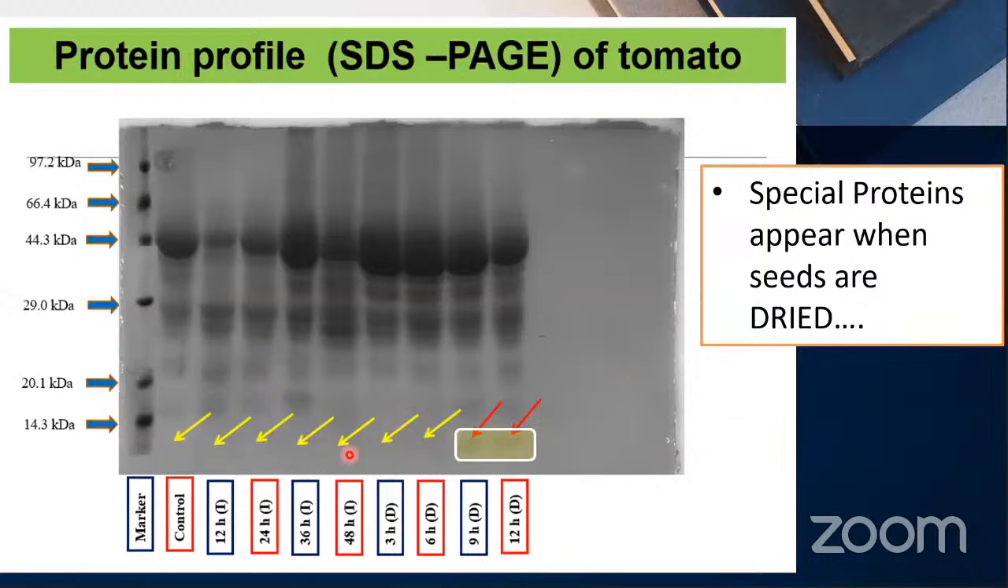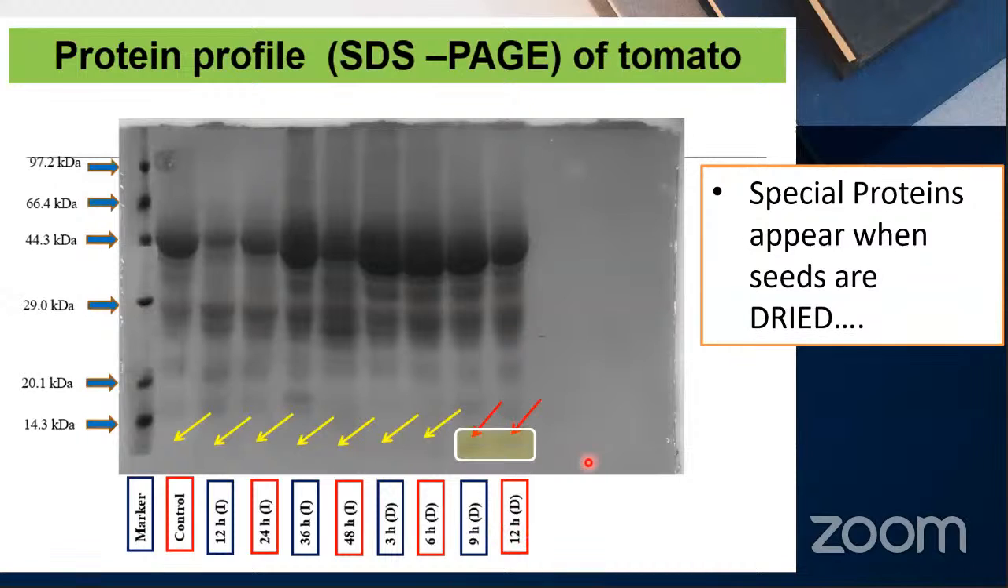This band is not present over here. Dehydration is also a shock or a stress for the seeds after imbibition, so they try to synthesize some special proteins. Special proteins appear when the seeds are dried. Other things are normal. This alone, you can see special proteins when they are dehydrated.